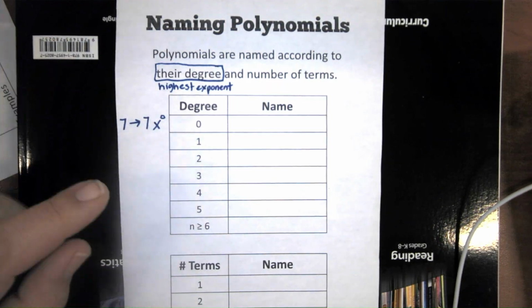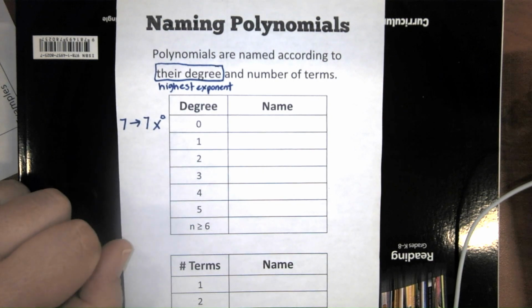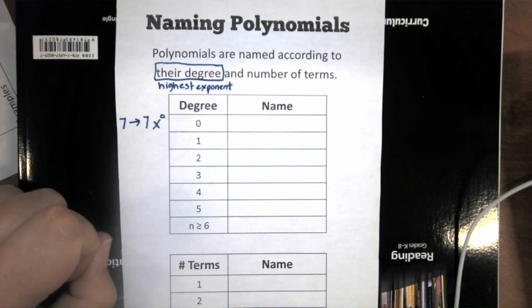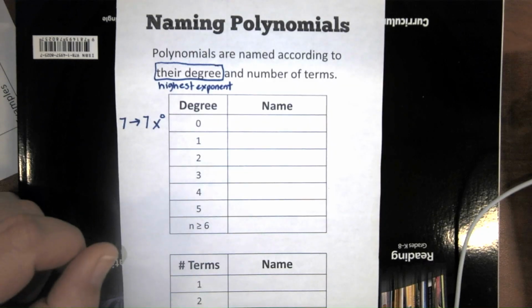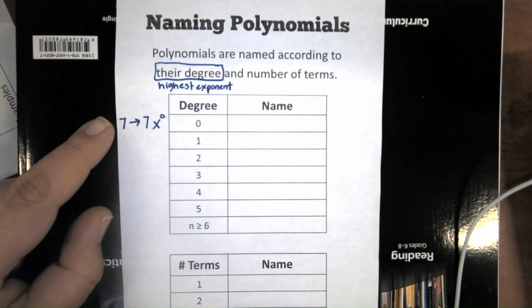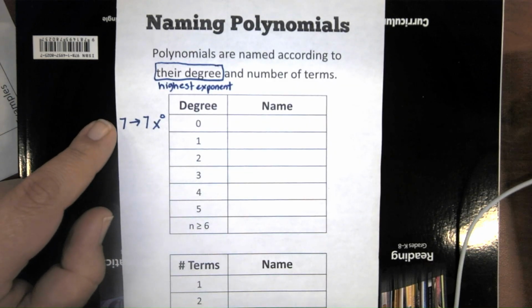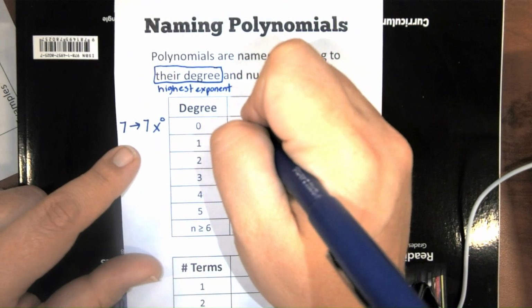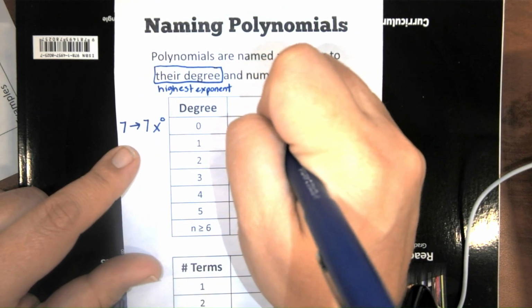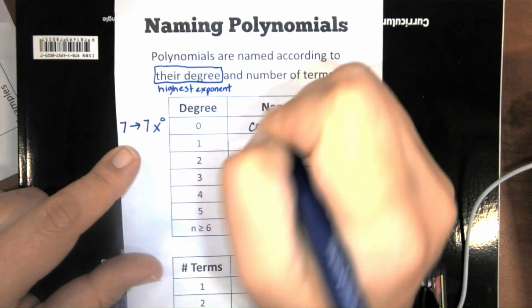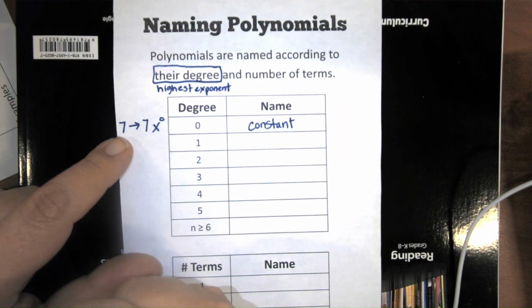It'll look like the number 7 or something like that. But we need to remember that that's really 7 times x to the 0, because 7 times 1 is just 7. So we don't bother writing the x to the 0. It looks like this number term without any variables. And so the name for a degree 0 is a constant. And we know that the number terms with no variables are called constants, so that works out.